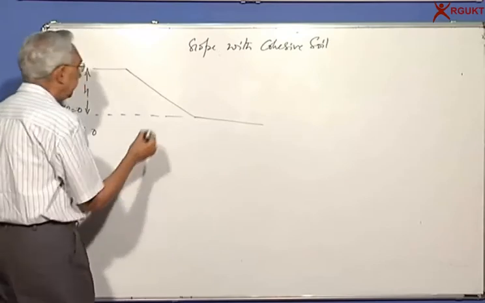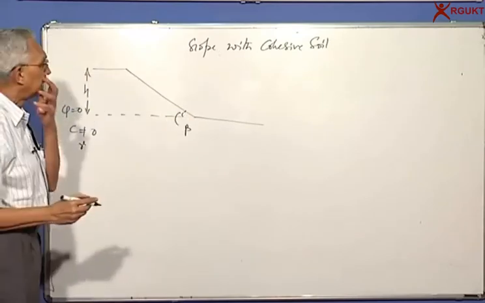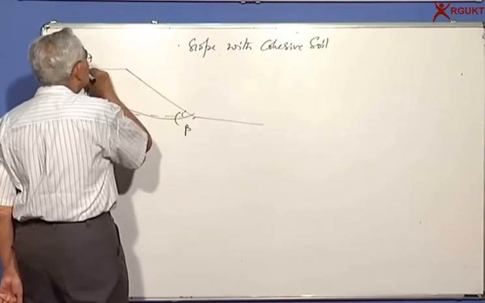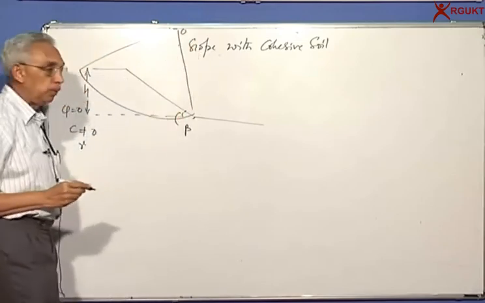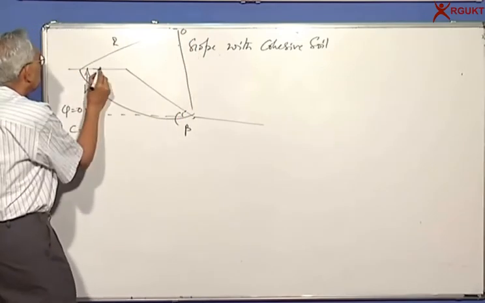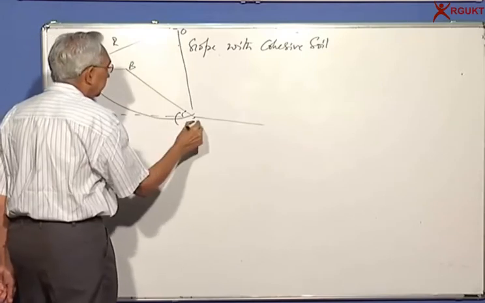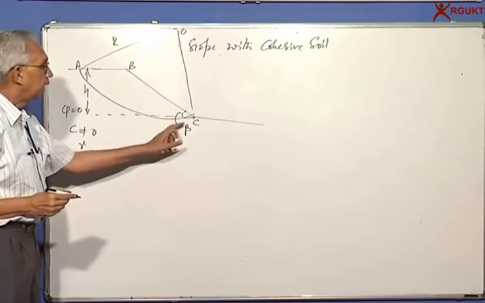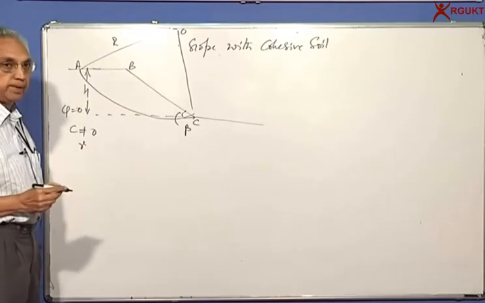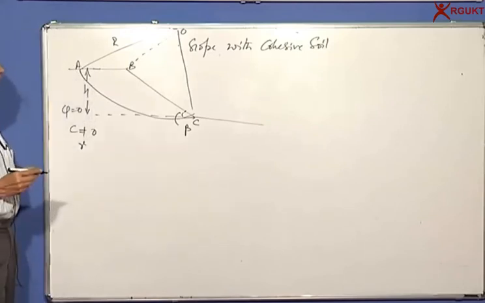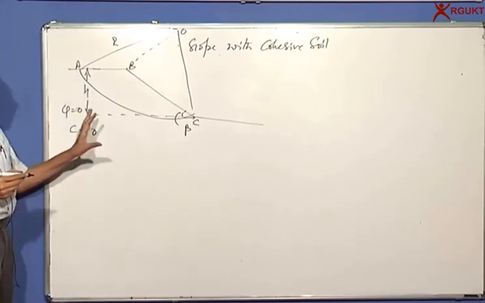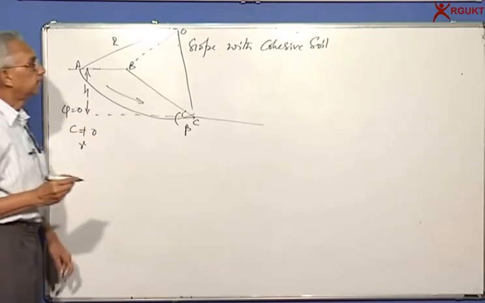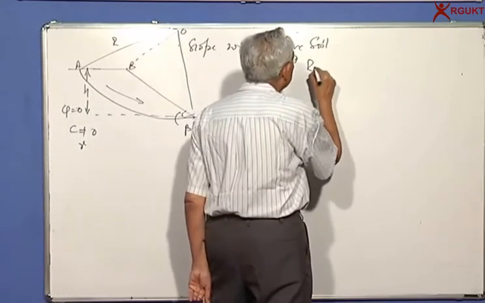So we have the height h, and this angle is beta. Let me take a typical failure surface passing through the toe, and the center is at O and the radius is R. A, B, C. So ABC is an area enclosed by arc AC and the planes AB and BC. Here again, we are assuming this soil is moving along the arc. So we call this a rotational failure.